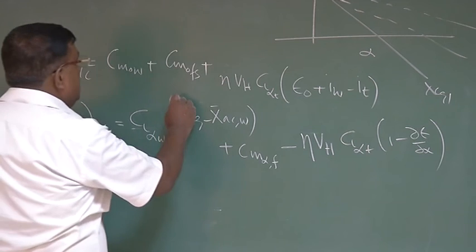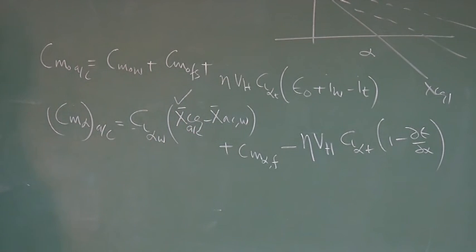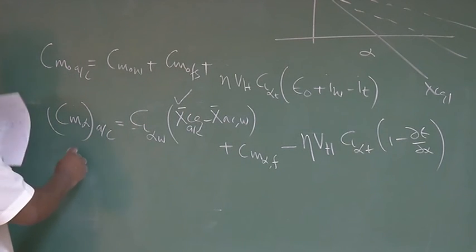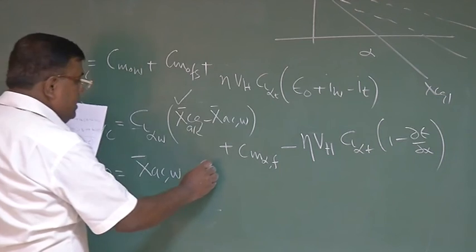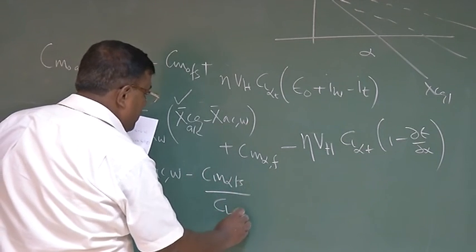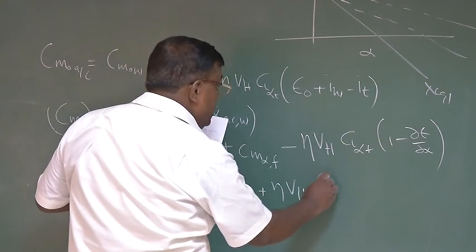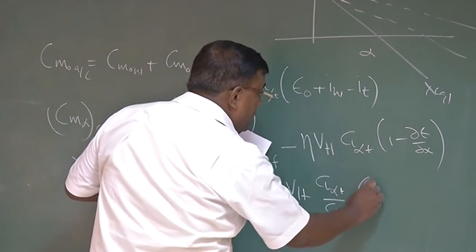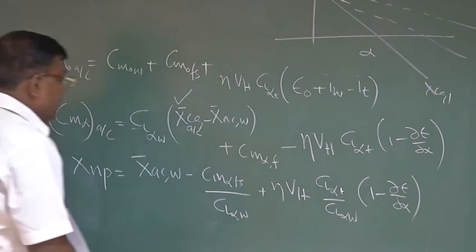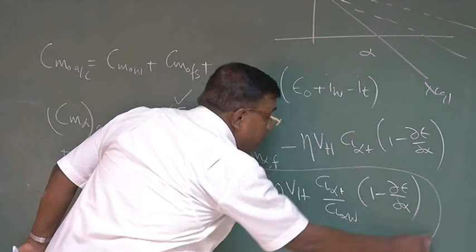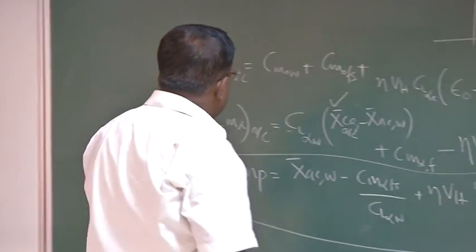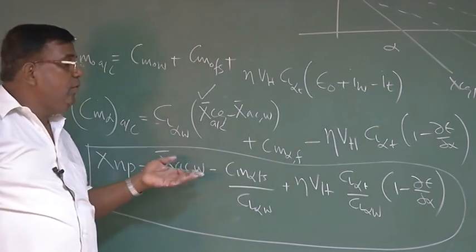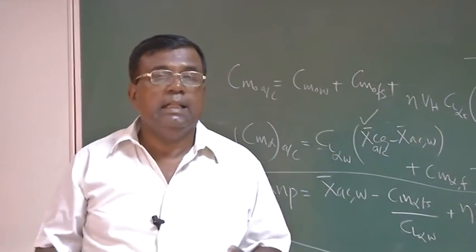What is our aim? We want to find what is that CG location of the aircraft where Cm alpha becomes 0. That is neutral point. So I can put Cm alpha equal to 0 and solve for xCG. So I'll get the expression of neutral point as xAC of the wing bar minus Cm alpha fuselage by CL alpha wing plus eta VH CL alpha tail by CL alpha wing into 1 minus d epsilon by d alpha. You could note very strongly here one point. There is general confusion. Neutral point has nothing to do with the CG location. So this neutral point will depend upon how the wing, tail, fuselage are laid out. It has nothing to do with CG.